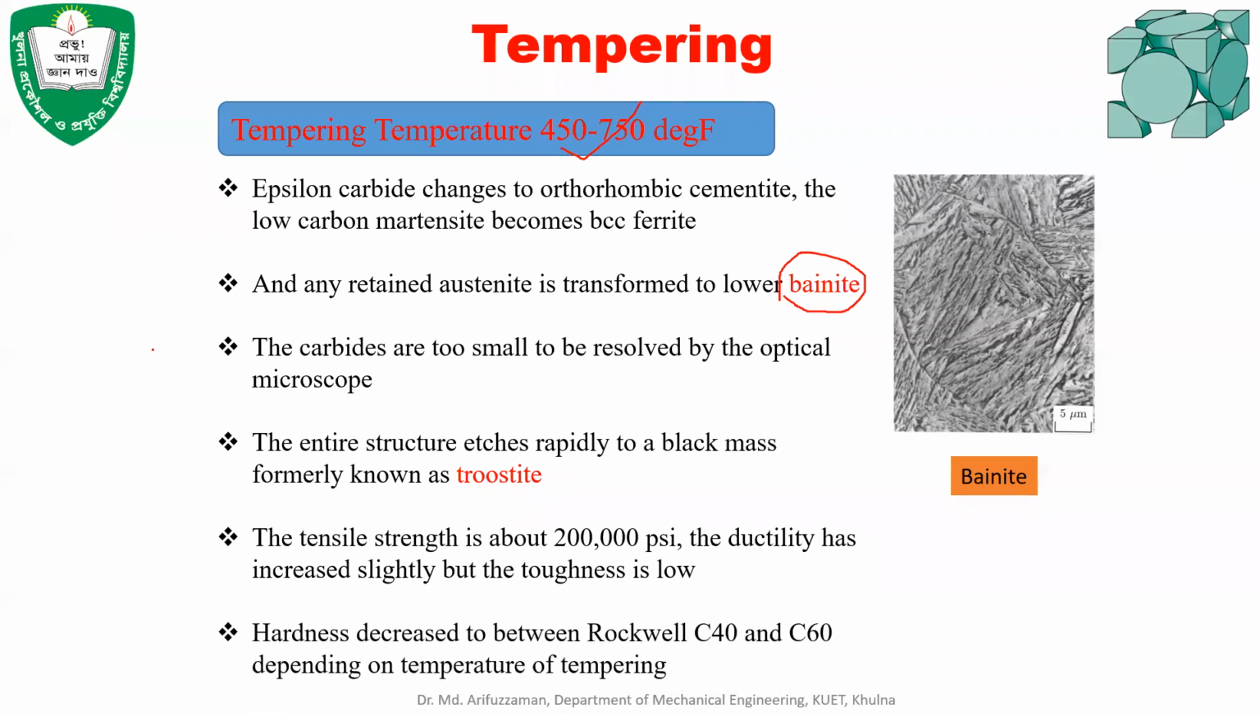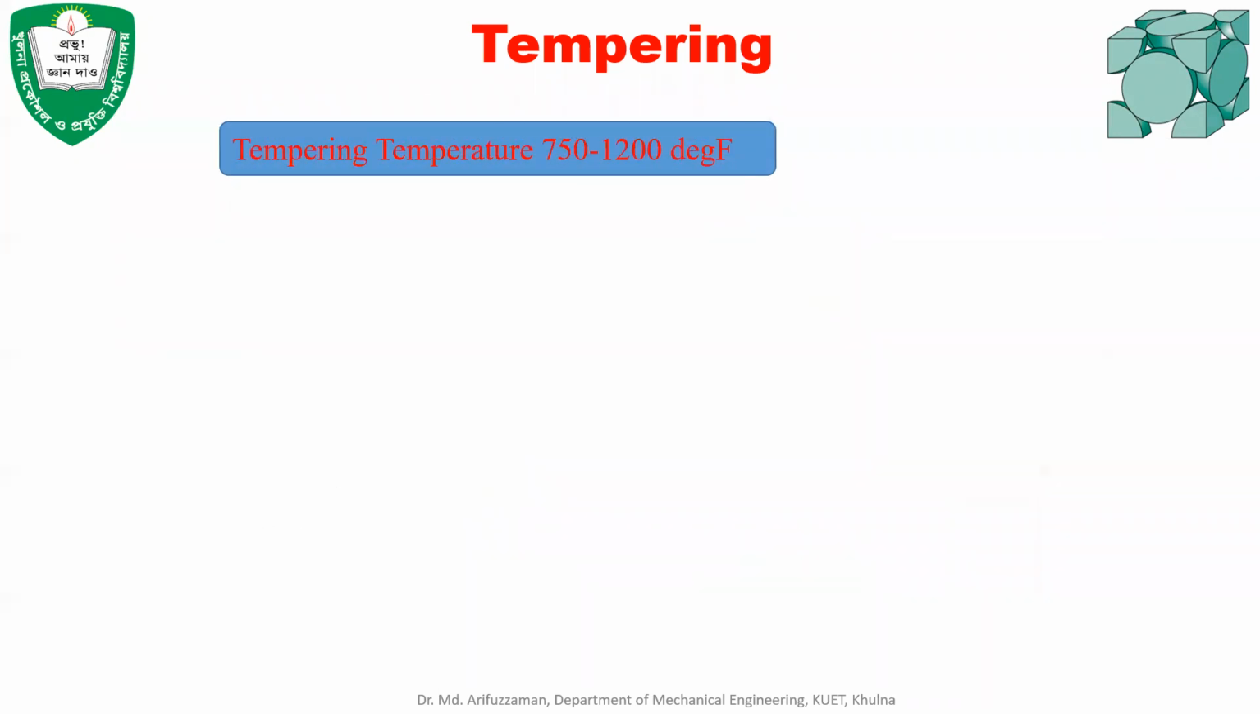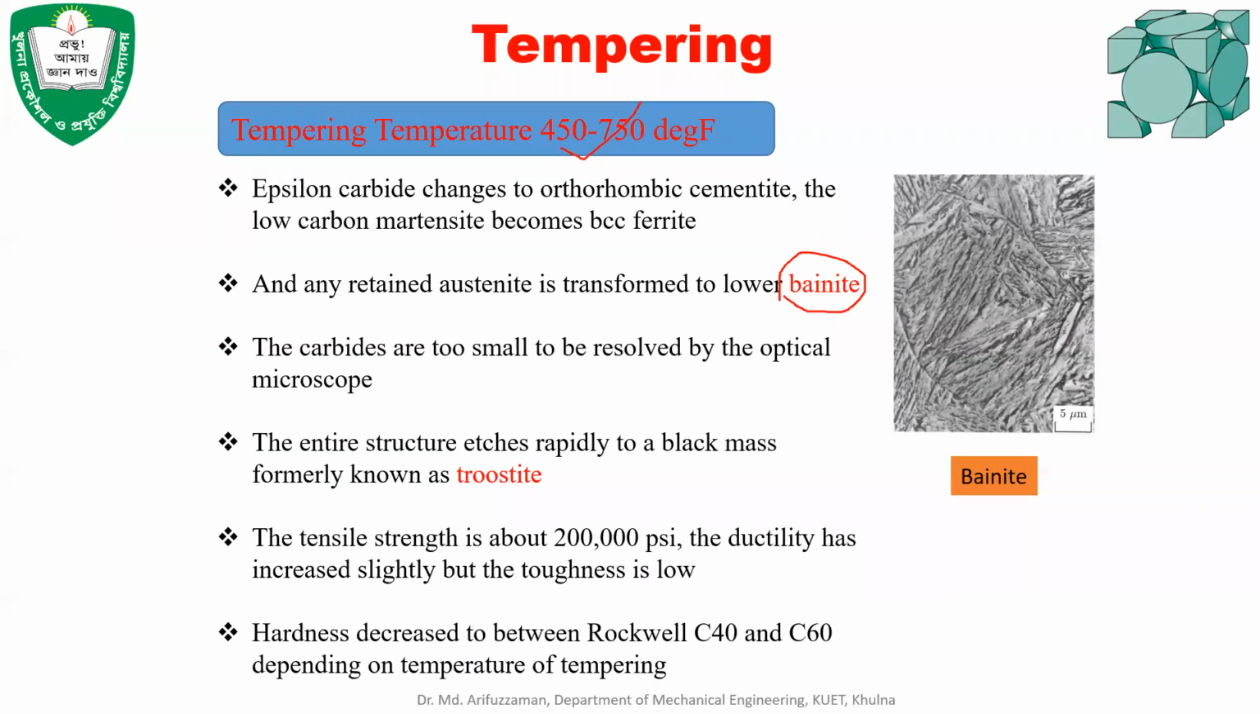The hardness decreased to between 40 and 60 on the Rockwell C scale, depending on the temperature of tempering. Okay. From 450 to 750, hardness becomes less than 60 and greater than 40. Okay, any questions so far?